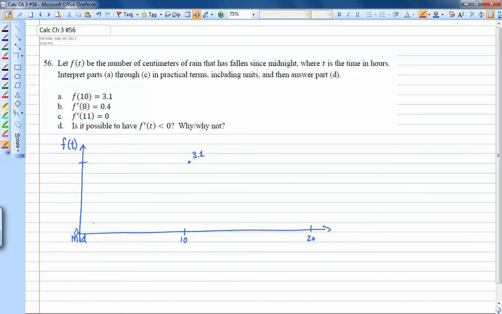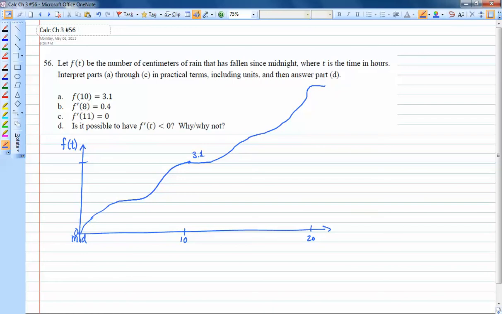So if it's raining at midnight, though, maybe you start to increase how much rain you have. And maybe here it tapers off and then it increases some more. And then let's say it's got to go through 3.1 there. But again, it can only stay the same or increase, and that's it. So maybe it rains really hard right here, and then you taper off again, something like that. So this might be a type of graph that you could see for centimeters of rain that's fallen since midnight.